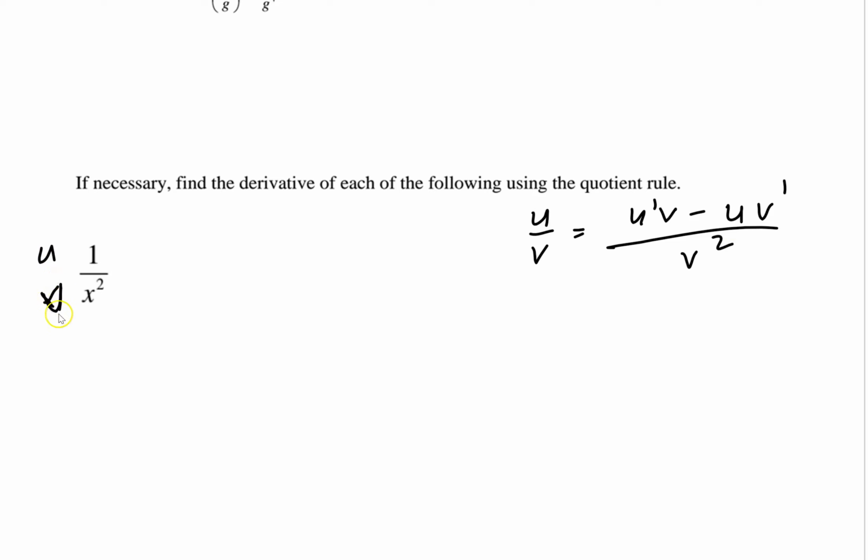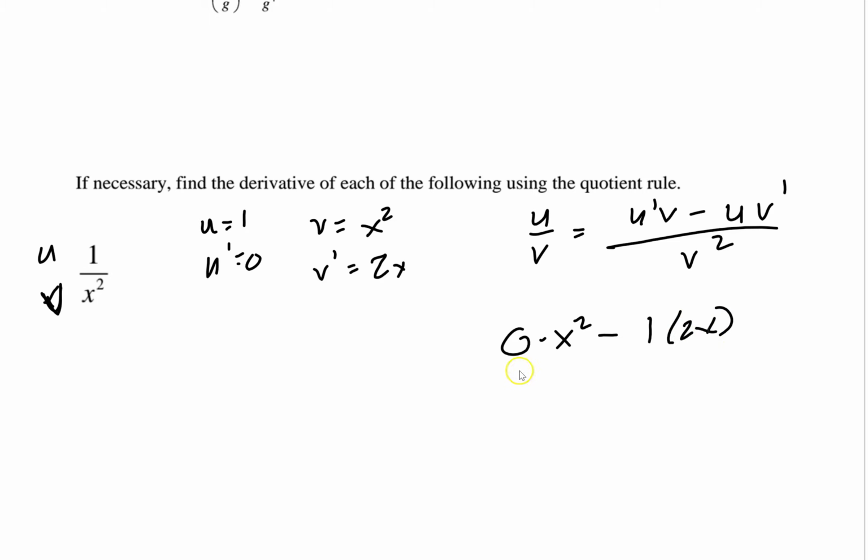U is 1, u prime would be 0, v is x squared, v prime would be 2x. Bring it down, subtract 1 off. Right, so plugging into the formula, u prime, so 0, times v, which is x squared, minus u, which is 1, times v prime, 2x, all over v squared. So x squared, squared. Well, look what happens. This goes away. 0 times anything is 0. This becomes negative 2x.